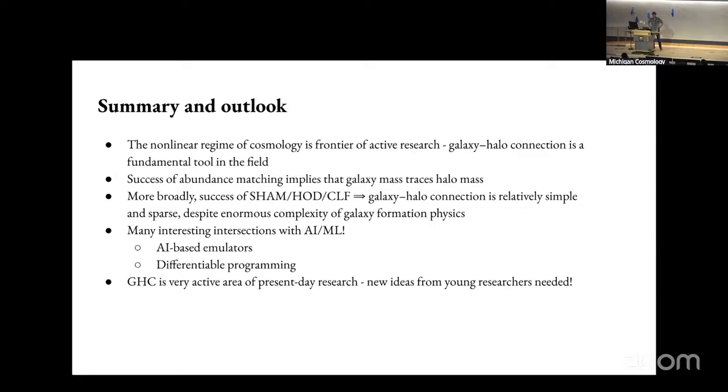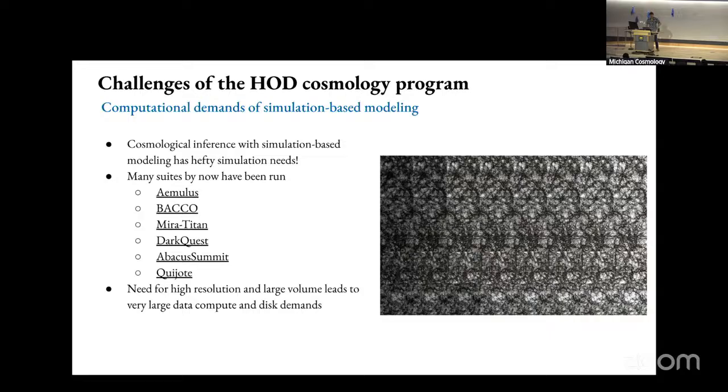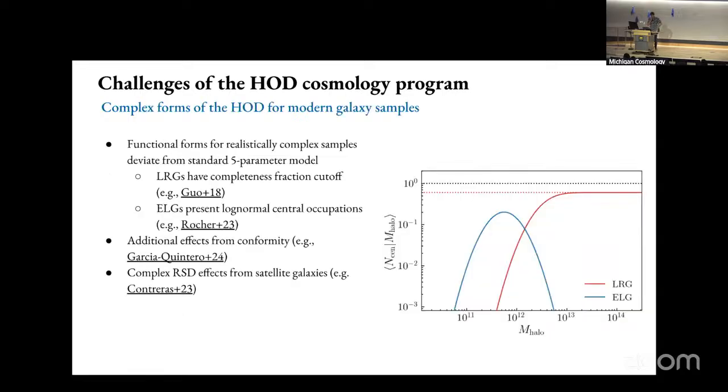Sorry, this is really specific. Can you go back to the previous slide? Okay, the previous one then. Sorry. Yeah, so you have written there that the LRGs have a completeness fraction cutoff. My understanding is that that happens at redshift 0.9, but I actually don't understand why. If you can just say something about that. Sure.